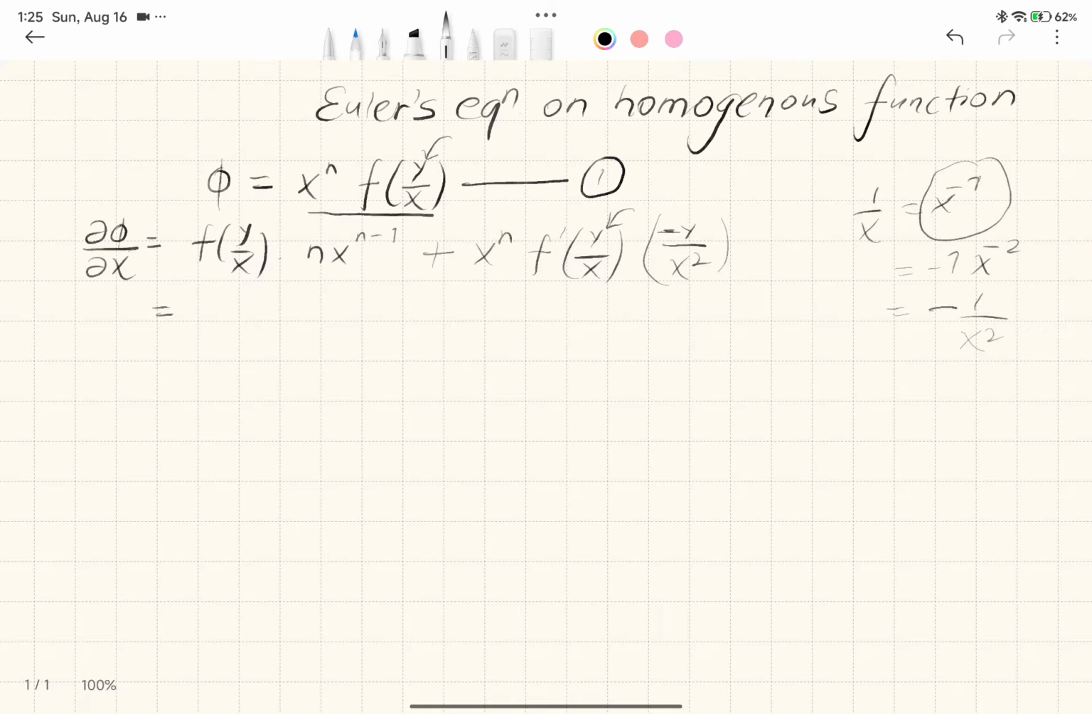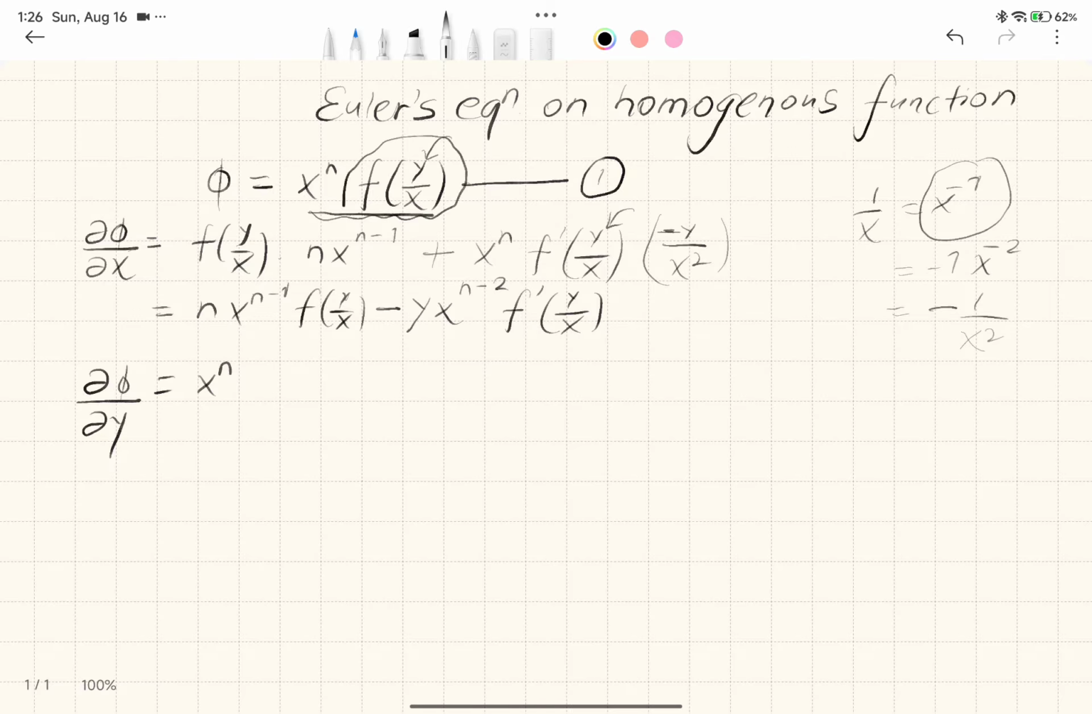Now the general solution: n x raised to the power n minus 1 times function of y over x, minus y x raised to the power n minus 2 times f prime of y over x. This is what we got when we partially differentiated equation 1. Now let's partially differentiate with respect to y. Here x is not a variable, it's a constant, so we write it as it is. What we differentiate is just this function.